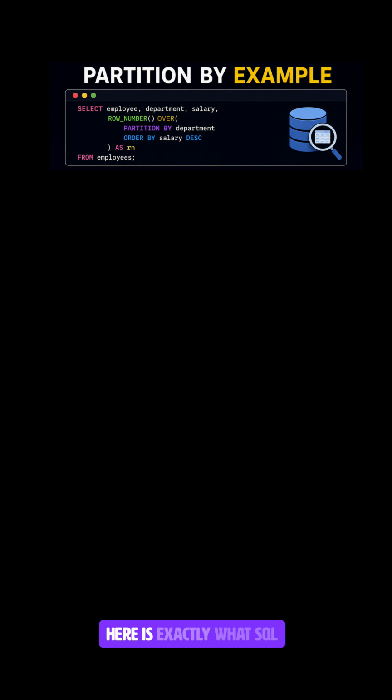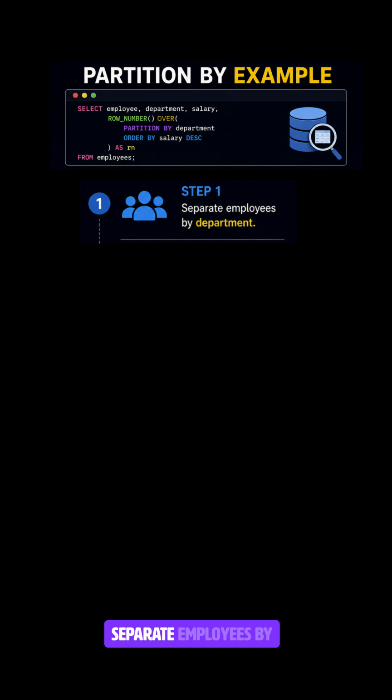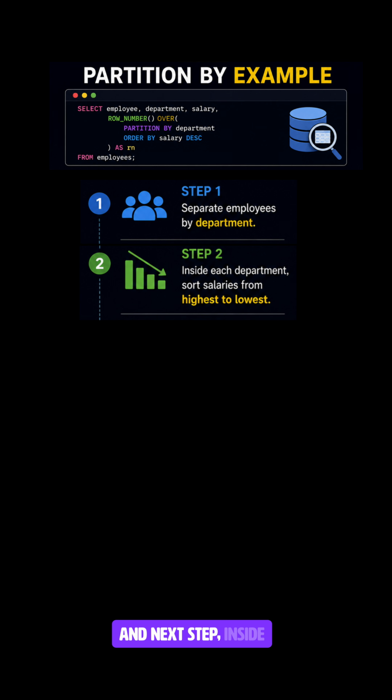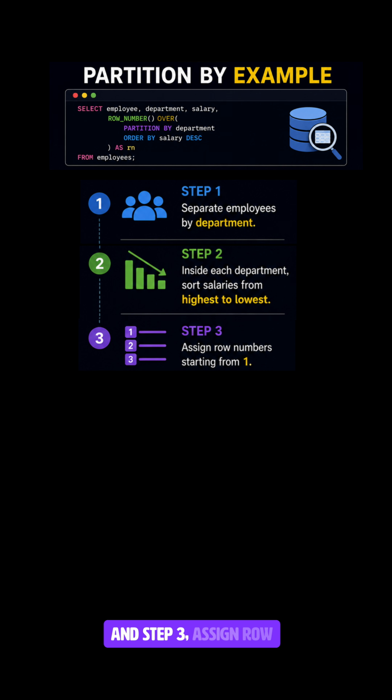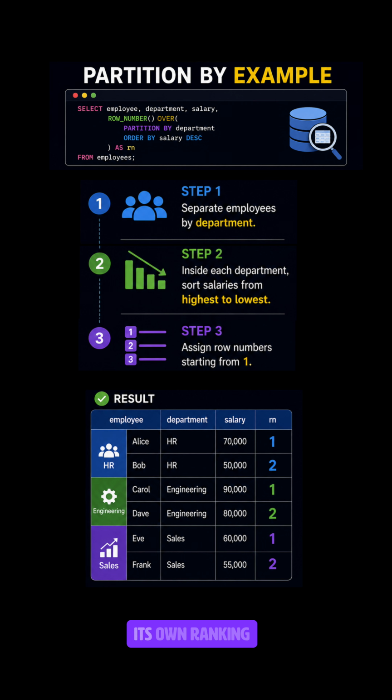ROW_NUMBER. Here is exactly what SQL is doing. Step 1. Separate employees by department. Next step, inside each department, sort salaries from highest to lowest. And step 3, assign row numbers starting from 1. That's why every department gets its own ranking.